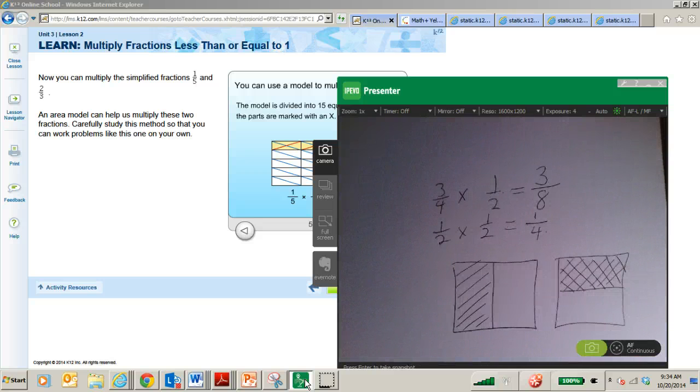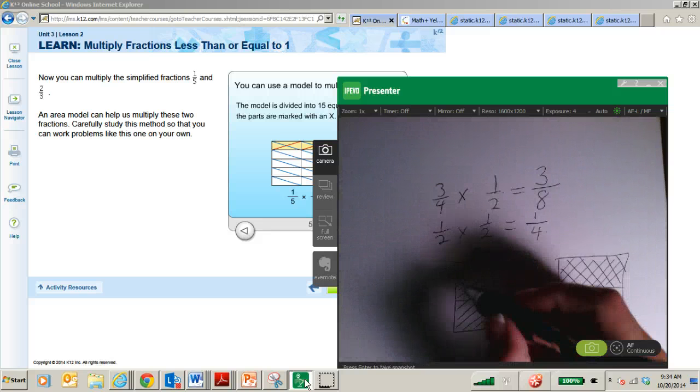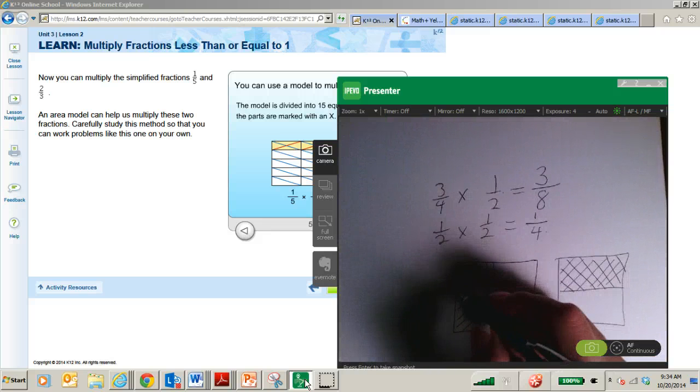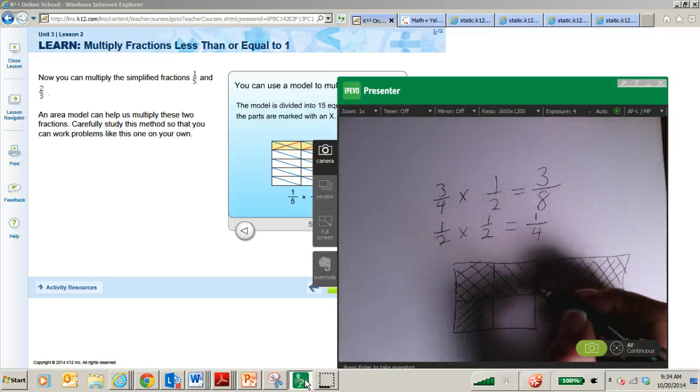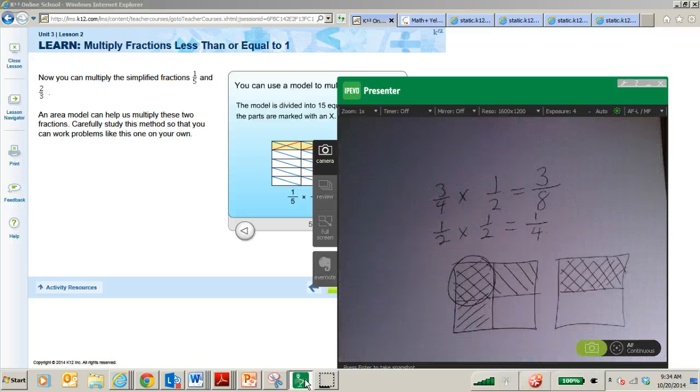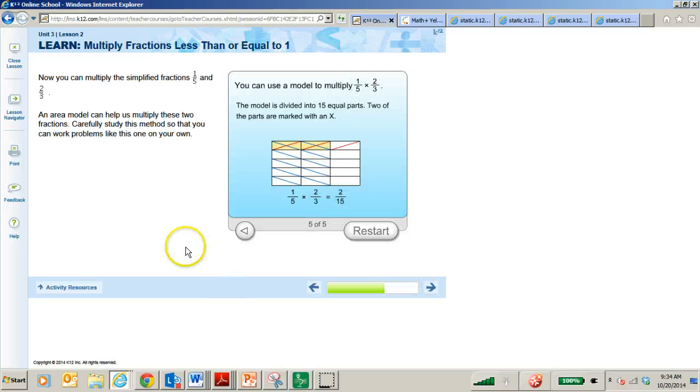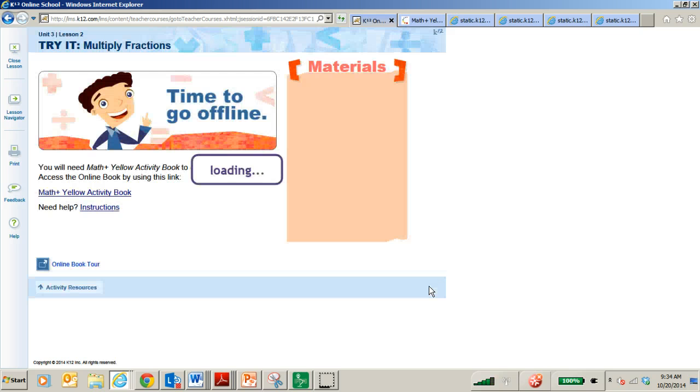And it's good to use different colors like we did with these little bars right here. When you overlay different colors, it definitely works a lot better. So if I overlap that and I have my lines going this way, you can see my 1/4 right there in the corner. So this unit basically does just reinforce what it means to take a fraction of a fraction.